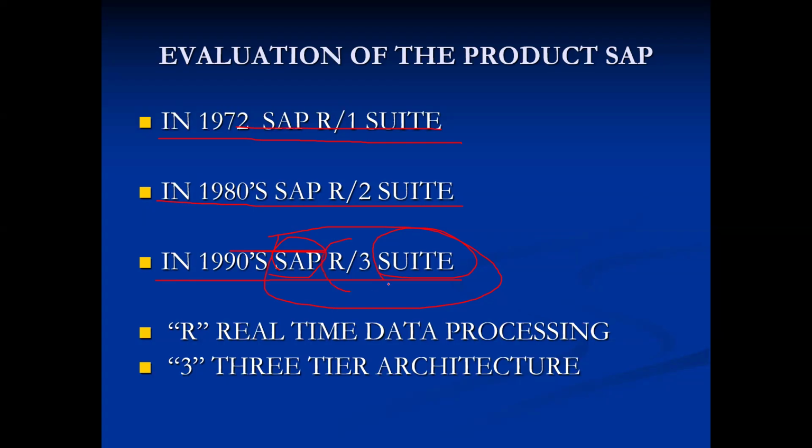Now R/3. This is very, very important. It totally conveys the nature of the product. See here, R stands for real-time data processing. Real-time data processing means whenever you perform an operation on the data elements, the related database is instantly updated. For example, when you draw money from a bank ATM, it gives back your updated printed statement immediately, because it works on the principles of real-time data processing.